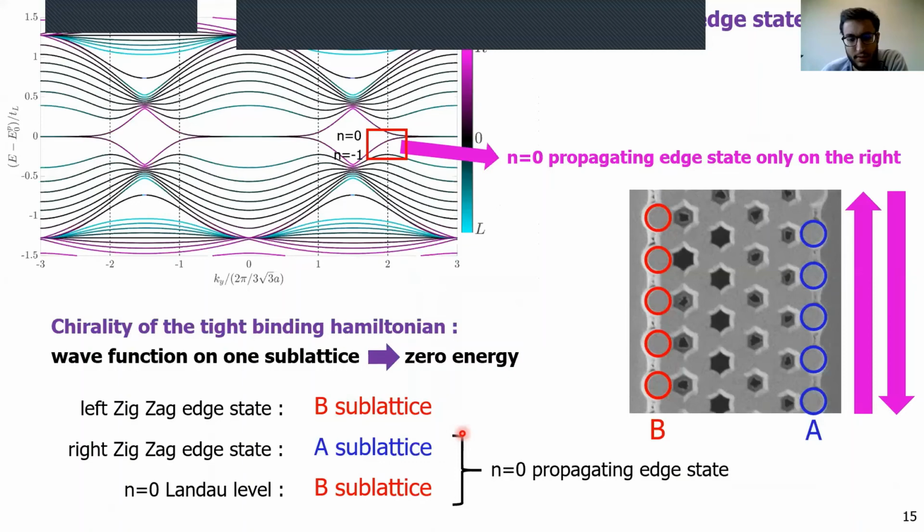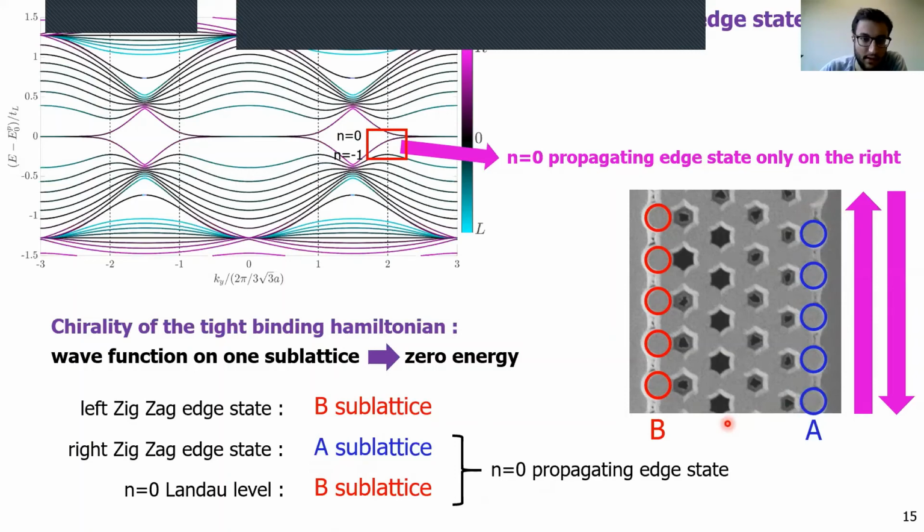So if we want to have a propagating edge state, we need something that is not at 0 energy. So we have to mix the Landau level, which is on the B sublattice, with something that is on the A sublattice. And in our case, it's the zigzag right edge state, which is in fact composed of A sublattice.